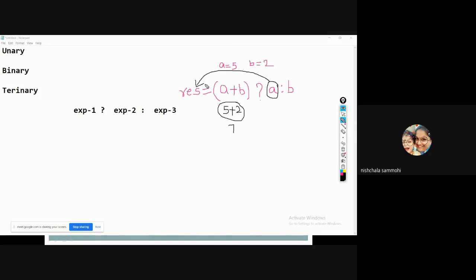True. Expression True. 2. Expression 2. What is the value of result? The value of A is assigned to result. Okay. So what is the value of A? 5. So result is also assigned with 5. Simple. Got it? Okay, sir.